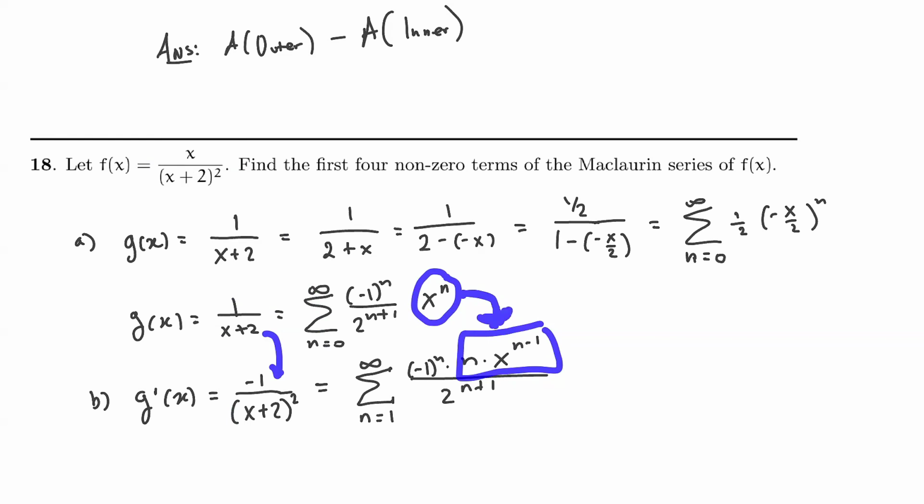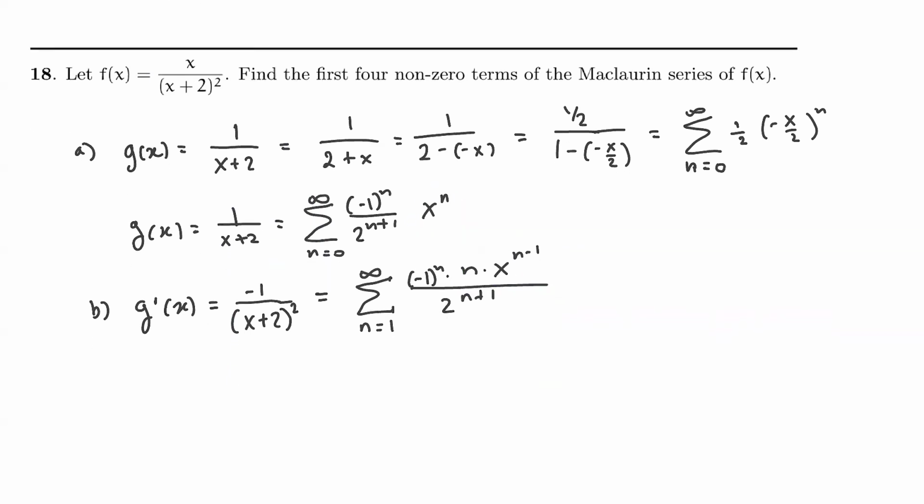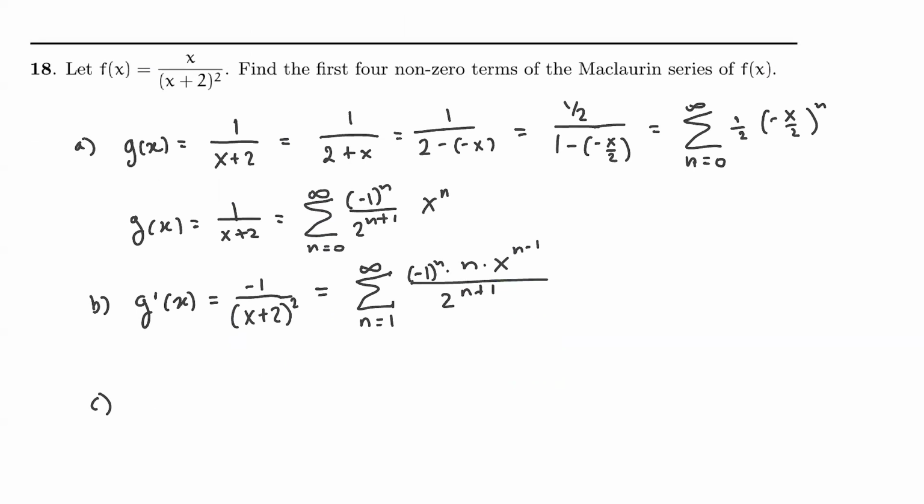For part C, now we can answer the question. So f of x is equal to, right? Yeah, so everything else is correct. The only thing that was wrong was to start it at 0. So for f of x, we don't have a negative sign, we have x divided by x plus 2 to the power of 2. Do you agree with me that this will be equal to negative x times g prime of x?